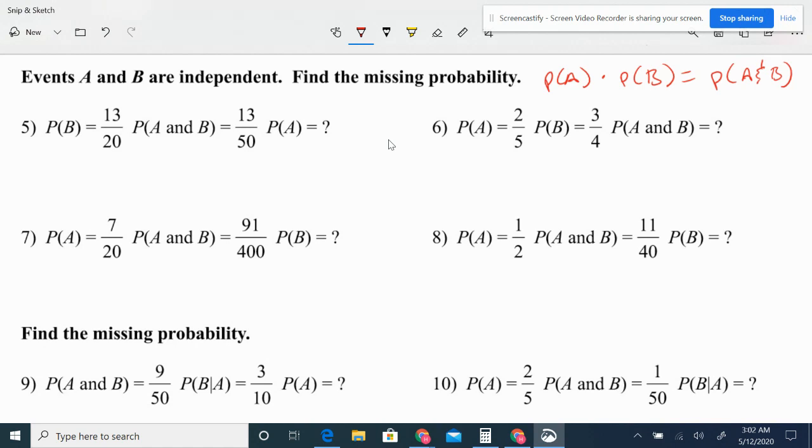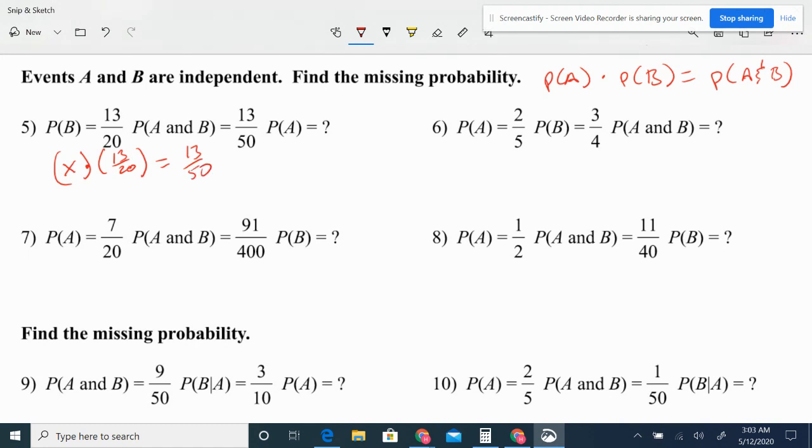So for question number 5, I don't know the probability of A, right? It has a question mark, so I'm going to call it X. I'm going to say X times the probability of B. Probability of B is 13 over 20, and that equals 13 over 50.